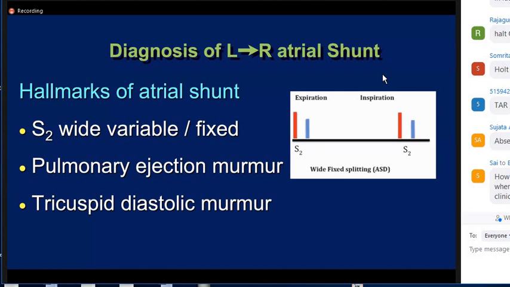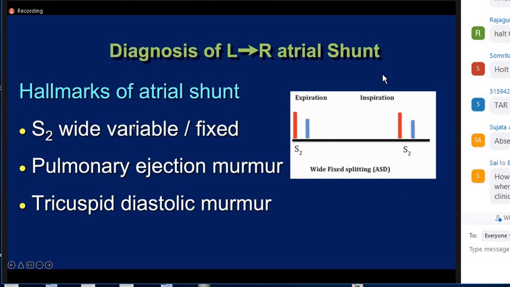Unless the patient is having pulmonary hypertension or obesity, it's somewhat difficult, or presence of pulmonary stenosis, it's difficult; otherwise it's quite common. In case of partial anomalous pulmonary venous return, you may not appreciate a fixed split. It may be variable, but definitely it will be wide.